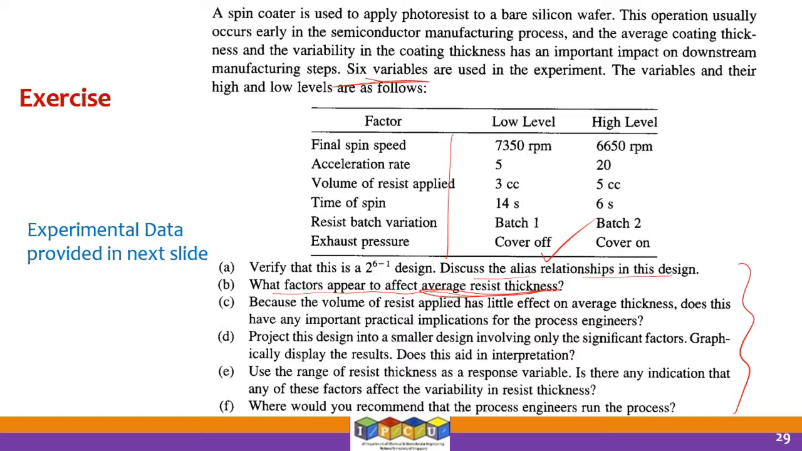And finally, you are supposed to provide a recommendation for how you would like the process engineers to operate this process so as to get the outcomes of their choice. So the question is, do they want the average resist to be high or average resist to be low? And to get there, what should be done? How should these 6 factors, or the important factors in the setup, be positioned so that we could get the outcomes that we want in the plant?